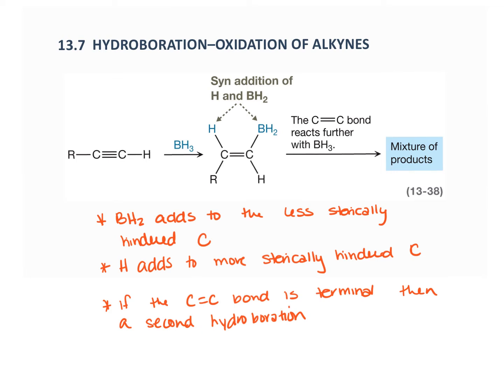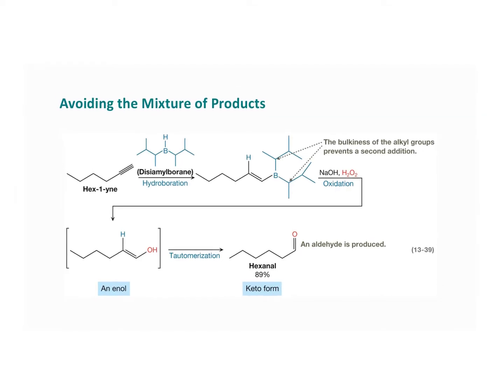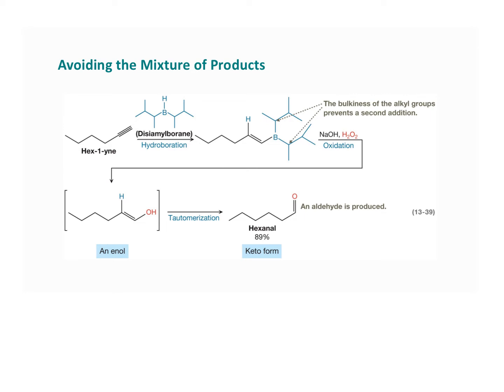When we have mixtures of products, that reduces our yield, costs more money, and takes a lot more time. So we want to find savvy ways to avoid these mixtures. Chemists avoid the problem by using a really bulky dialkyl borane. This is an example of one: diisoamylborane. Di just means two. Alkyl just means those R groups, those big carbon groups, which you can see there. So those are big hydrocarbon groups. And borane, of course, just means there's a boron there.